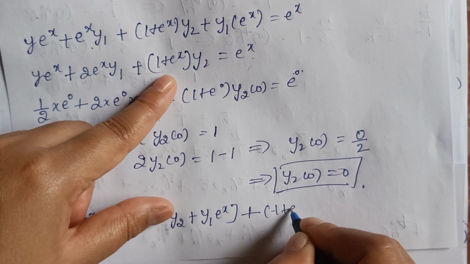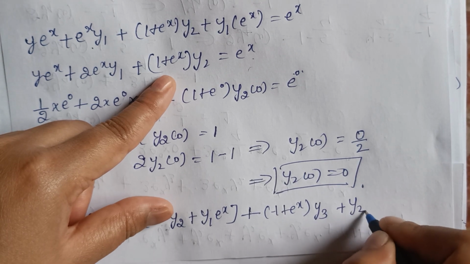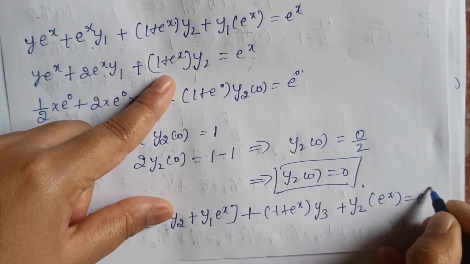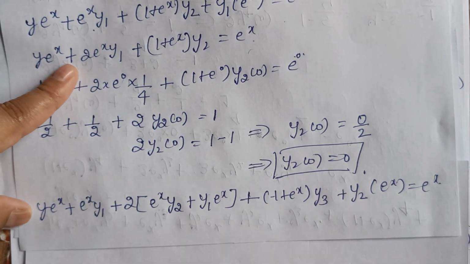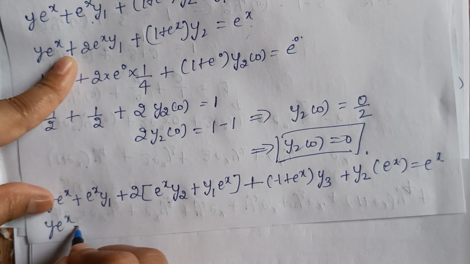1 plus e power x as it is, differentiating y2, plus keeping y2 as it is and differentiating 1 plus e power x, is equal to e power x. Okay, now we will simply simplify this.